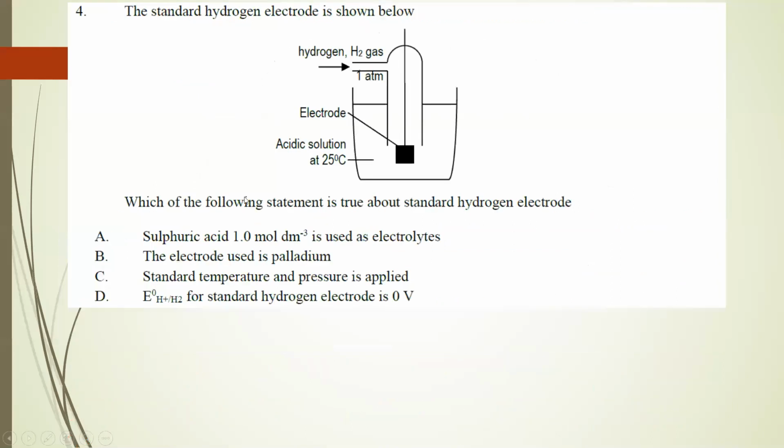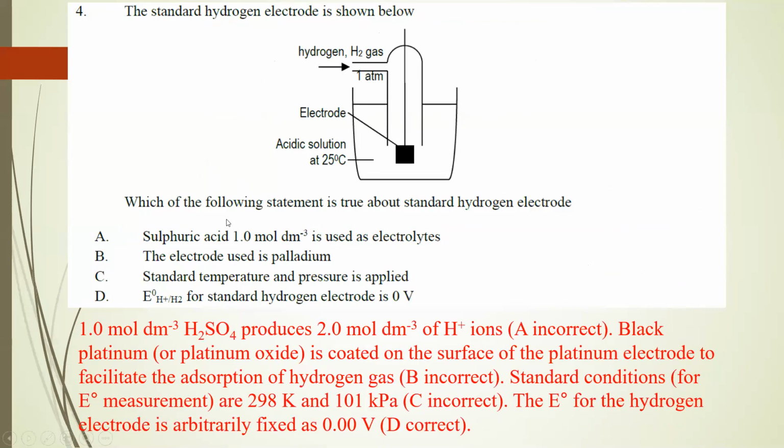Then we go to question number 4. The standard hydrogen electrode is shown below. So this is the hydrogen. Which of the following statements is true about the standard hydrogen electrode? A. Sulfuric acid 1.0 mole is used as electrolyte, which is incorrect because you produce 2 mole of H+. B. The electrode used is palladium. It's not palladium, it's platinum, coated on the surface. And then C, standard temperature and pressure is applied.